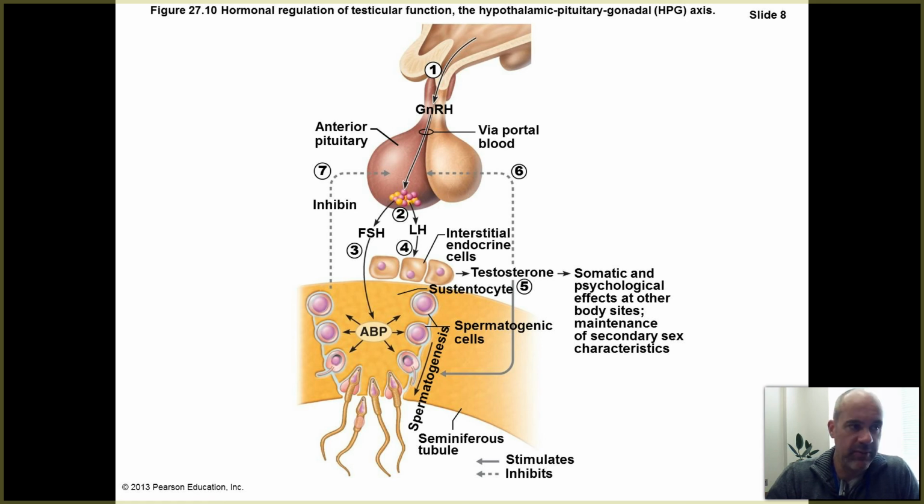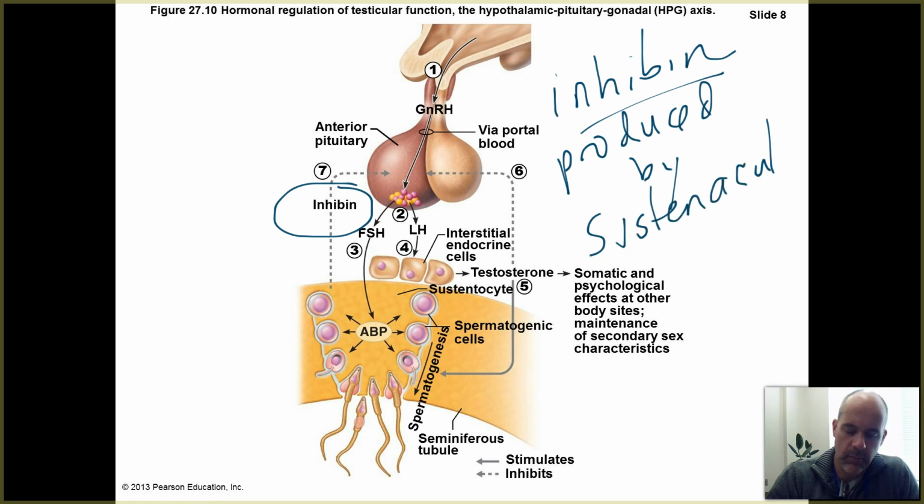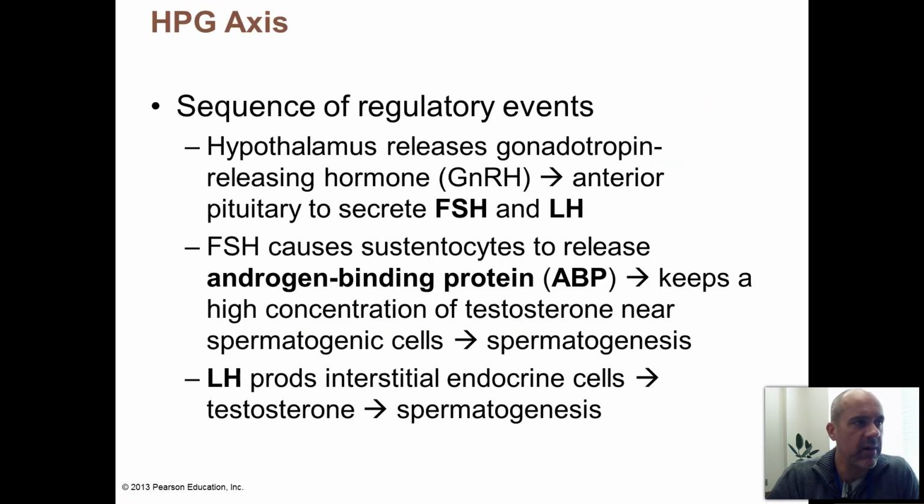Another aspect of negative feedback: testosterone has negative feedback on FSH and LH secretion, and so does inhibin. Inhibin is produced by the sustentacular cells, and it goes into the blood, travels up to the anterior pituitary and the hypothalamus, and has negative feedback on the secretion of those hormones.